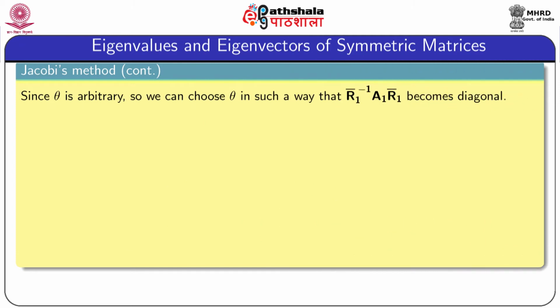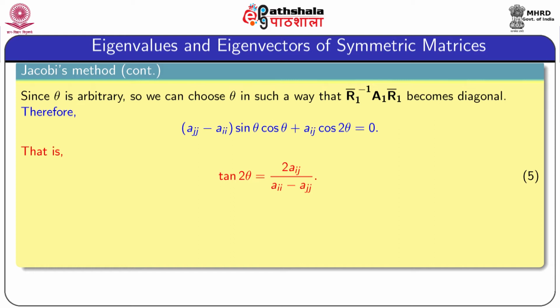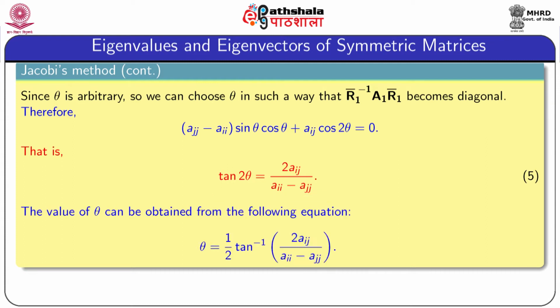Our intention is to find the value of theta in such a way that R1 bar inverse into A1 into R1 bar becomes a diagonal matrix. Therefore, we choose the off diagonal element of R1 bar inverse A1 R1 bar as 0. Therefore, Ajj minus Aii whole into sin theta into cos theta plus Aij into cos 2 theta equal to 0. From this equation we get tan 2 theta equal to 2Aij by Aii minus Ajj, or this equation can also be written as theta equal to half of tan inverse of 2Aij by Aii minus Ajj. That means equation 5 or equation 6 gives the value of the rotational angle theta.